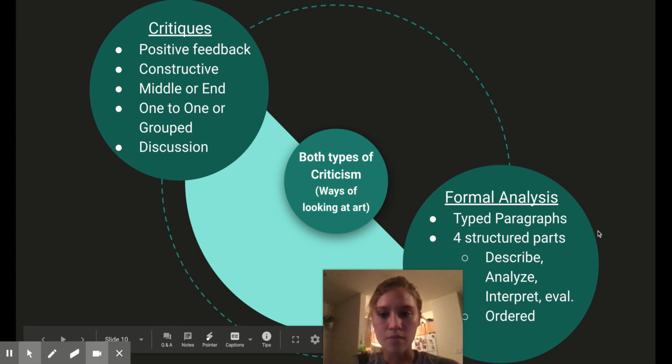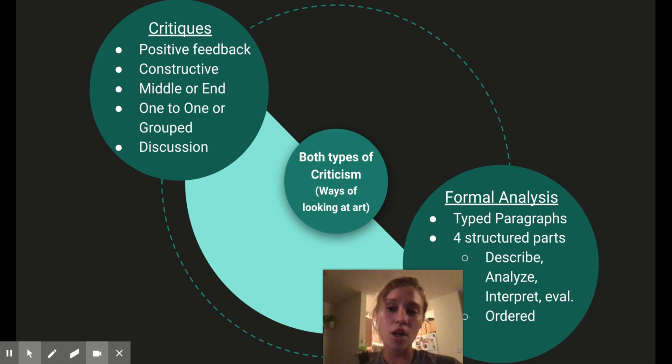So again, to reiterate what I said, they're both types of criticism. They're both ways of looking at artwork. Critiques are going to be more conversational and really focusing on giving feedback, whereas a formal analysis happens after the artwork is all the way done. It is a typed paragraph or 4 paragraphs that are structured and should all individually have their own parts.